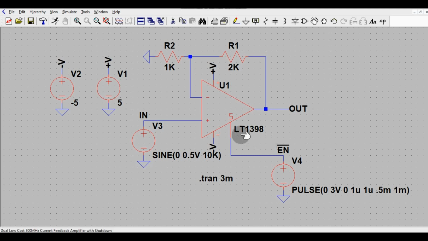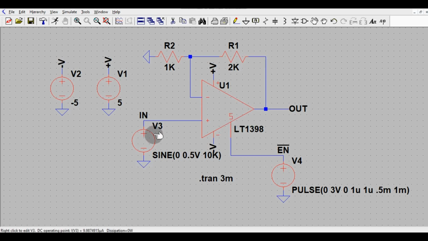So as you can see here, this is the LT1398 op amp, which has a plus terminal non-inverting, this is inverting, this is plus VCC, this is minus VCC, this is the V out terminal, and this is the enable pin, right? If you go and see the data sheet of LT1398, you can find this pin.